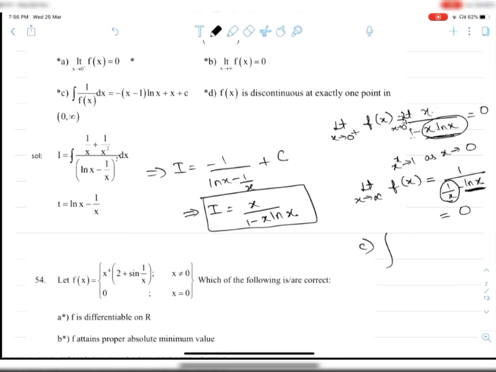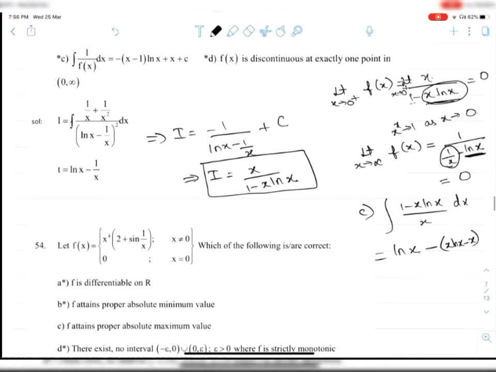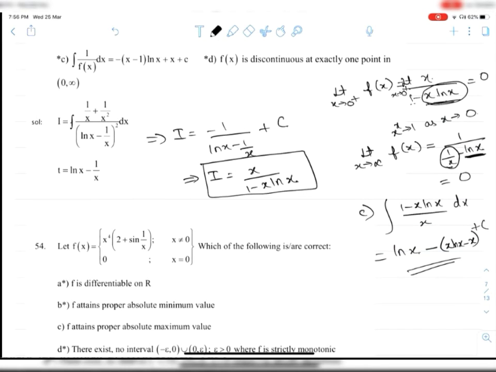The integral of (1 minus x ln x) by x dx is R. So the integral of 1 by x will be ln x, minus the integral of ln x, which will be x ln x minus x, plus a constant. If you manipulate this part again, you will get option C also. For D, it will be discontinuous when x ln x is equal to 1. I will get one value for this. You can draw the graph of x power x and observe when that value will be equal to e. So it will be true only for one value, and at that particular value it will be discontinuous.